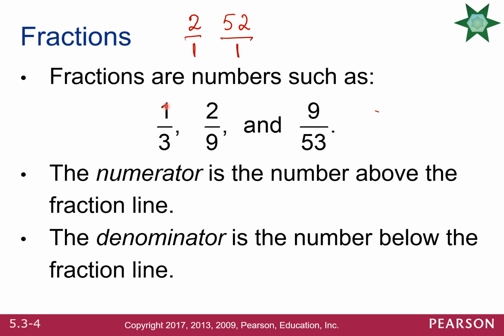The fraction line also represents division. 1/3 is the same as saying 1 divided by 3. 2/9 is the same as saying 2 divided by 9. Correct? Same with 9/53. The number on top is known as the numerator, the number that's above the fraction line. And then the denominator is the number below the fraction line. And in order for it to be a fraction, the denominator must be a value greater than 1, or something other than 1, right?